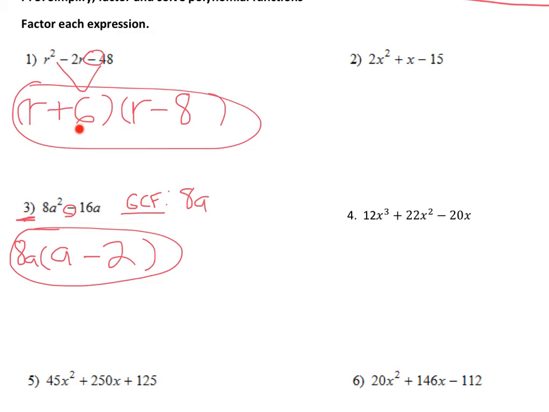And the quick check: if I add these, positive 6 plus negative 8 gives me negative 2. And if I multiply, 6 times negative 8 gives me negative 48. All right, I'm going to move over to number 2.